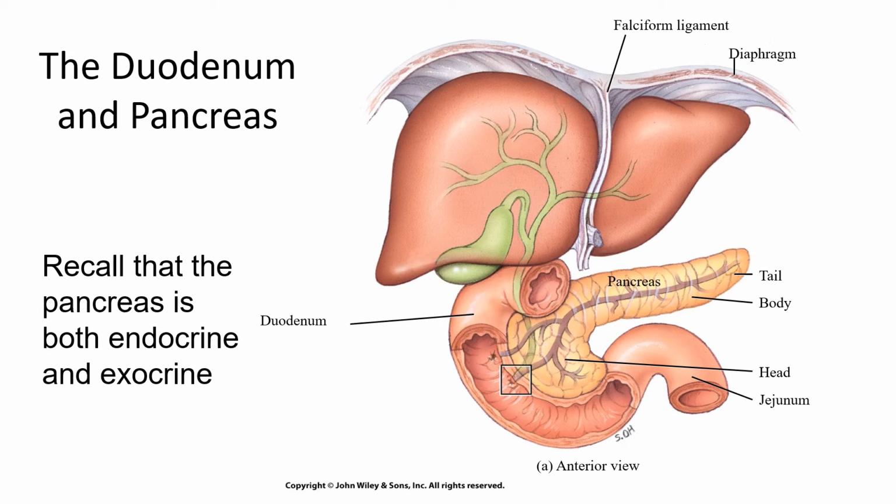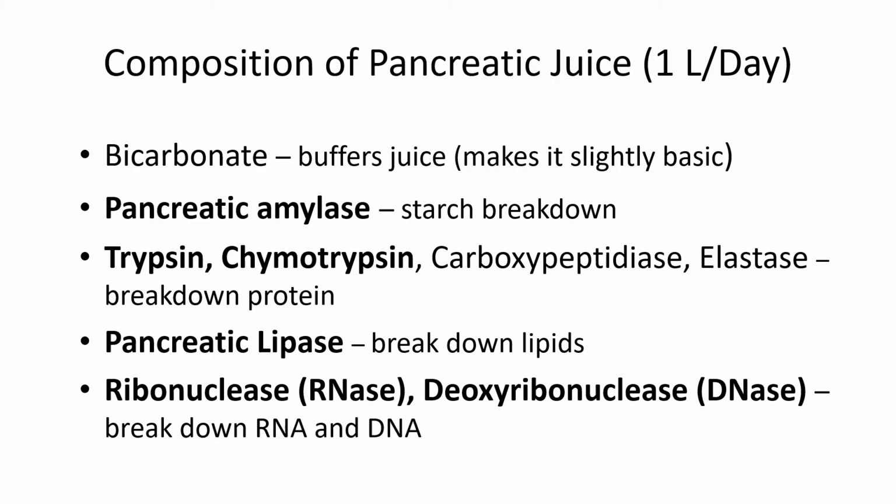We've got contributions from both the pancreas and the liver. So remember, the liver and the gallbladder are going to be contributing bile. So bile is stored in the gallbladder, but some of the bile makes its way directly from the liver as well. And then the pancreas is contributing a whole bunch of things. The pancreas is contributing bicarbonate. It's contributing a whole whack of enzymes that will break down quite a few different things. The pancreas releases 1 liter of fluid or juice every day.